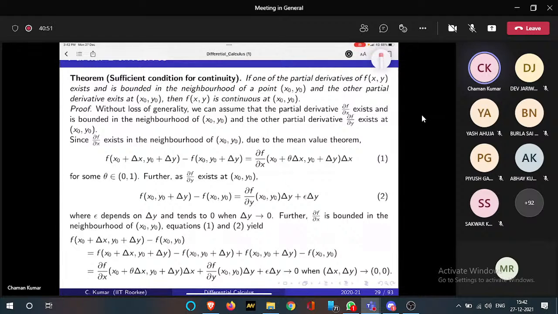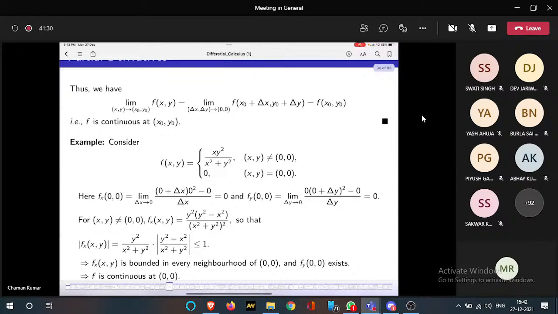So in this theorem, we are answering under what conditions the function will be continuous. It says that if the function has partial derivatives and one of the partial derivatives is bounded, then the function is continuous. So you can calculate the partial derivatives at the point x0, y0 and check if one of them is bounded; then you can say that the function is continuous. The proof is given here.